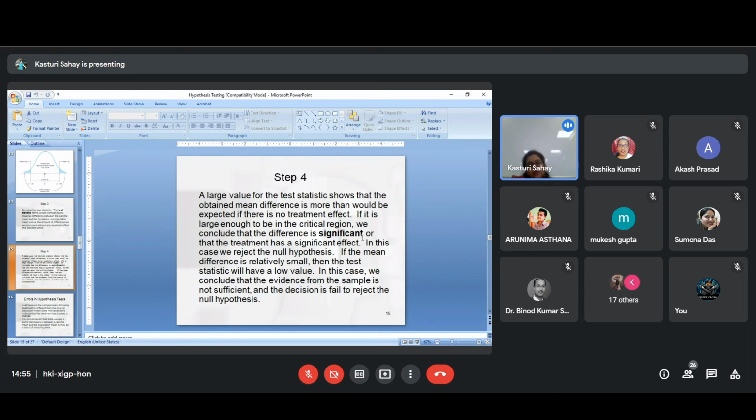A large value for the test statistic shows that the obtained mean difference is more than would be expected if there is no treatment effect. If it is large enough to be in the critical region, we conclude that the difference is significant, or that the treatment has a significant effect. In this case, we reject the null hypothesis.